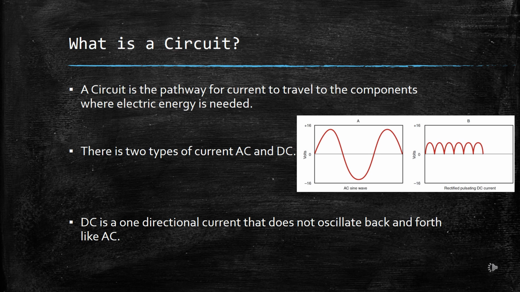There's two types of current, AC and DC. DC is one directional current that does not oscillate back and forth like AC.